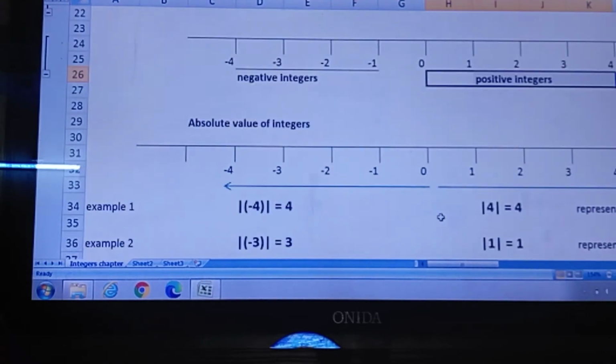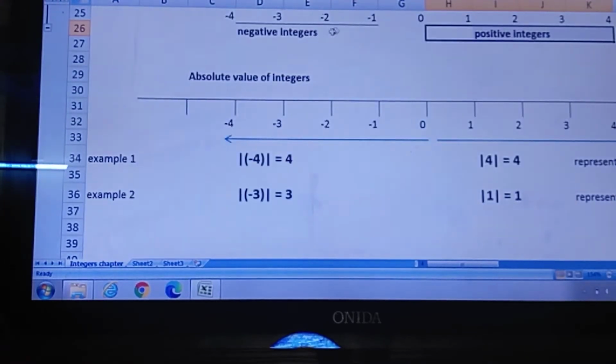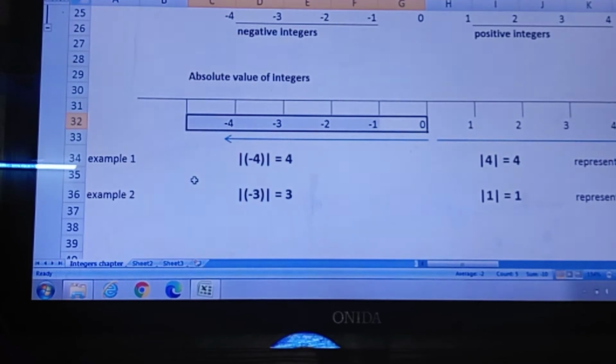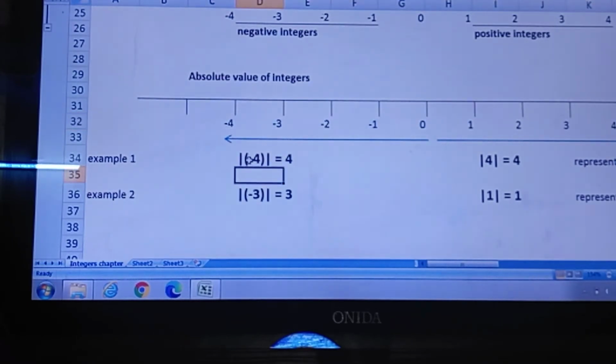Finding the absolute value of an integer. We discussed negative integers and positive integers. Now an example of how to find the absolute value. On the left hand side of the number line, the integer here you will write as minus 4. We put it in bars to make you understand that whenever you write the absolute value of an integer, the result is 4. So the 4 is the absolute value here.